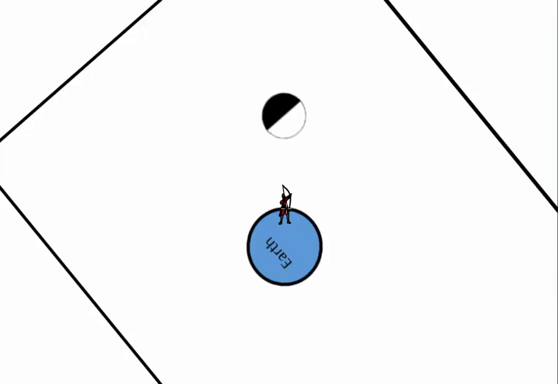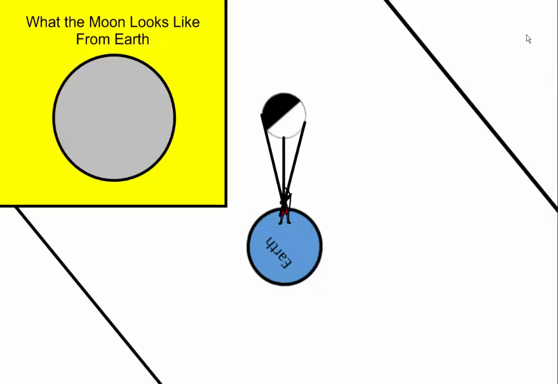I want you to draw a line from you to the very left-hand side of the moon. You draw a line from you straight up to the middle of the moon. Draw a line from you to the right-hand side of the moon. Now remember the question that we're trying to answer. What would the moon look like to you if you're standing on the Earth looking up at it?